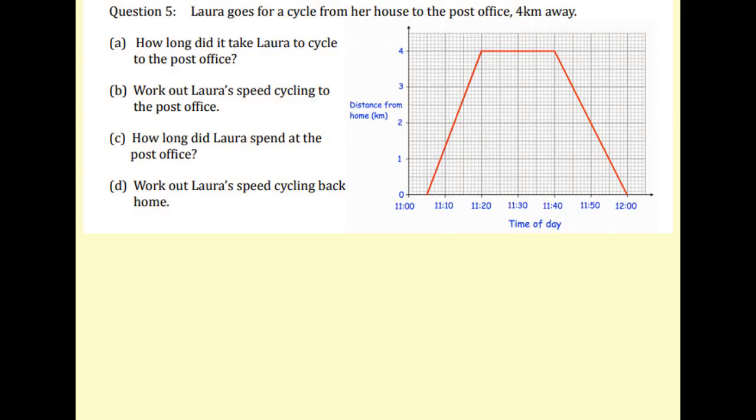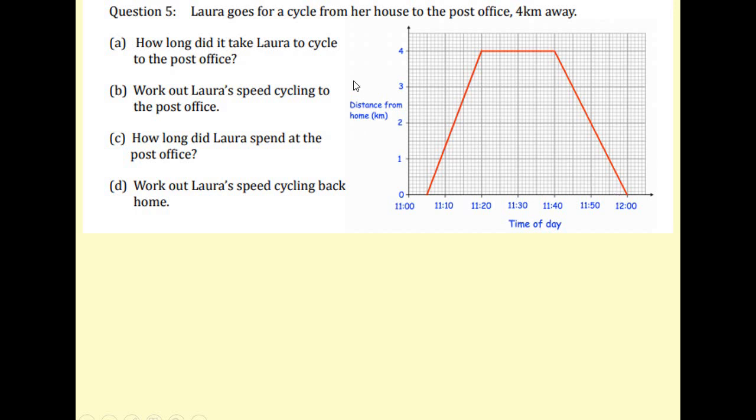So we've got an example here. If we start off by just looking at the graph that we've been given and interpreting what it means. We've got Laura going for a cycle ride to the post office 4 kilometres away. She's cycling at a constant speed. She then stops from 11:20 until 11:40. She has stopped, so presumably that's when she's in the post office. And then she travels back home to where she started from, again at a constant speed.